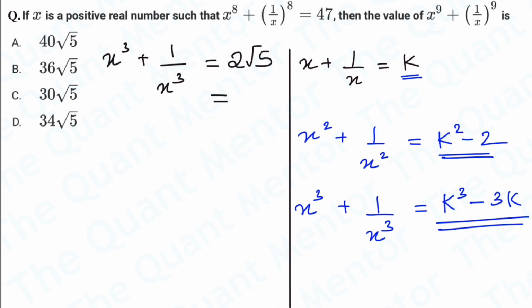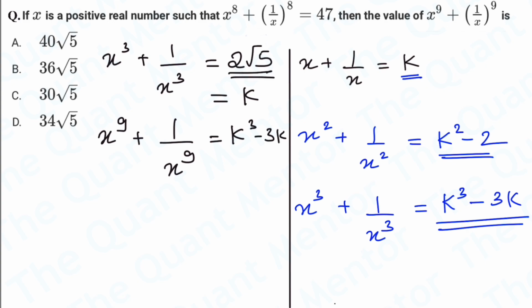Now the last step to get our answer. Okay, let us call that as k. So x raised to 9 is the cube of x cube, plus 1 upon x raised to 9 is the cube of 1 upon x cube. That will be equal to k cube minus 3k. But k we know is 2 root 5. So we put that in place of k in that given equation to get our answer.